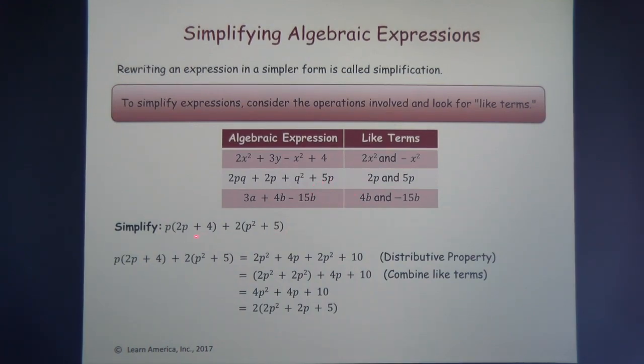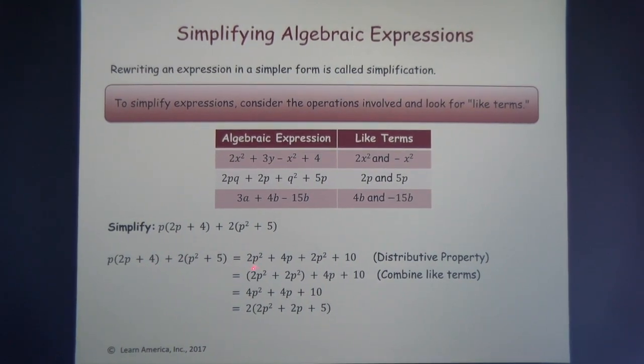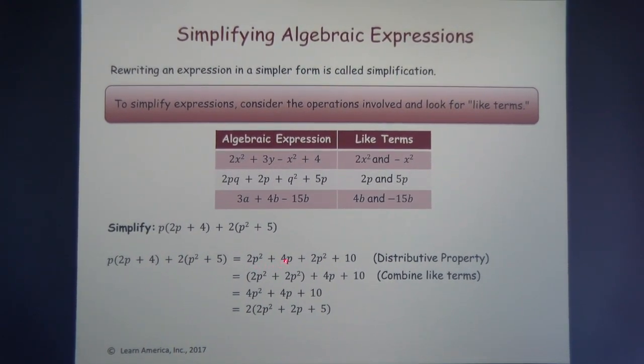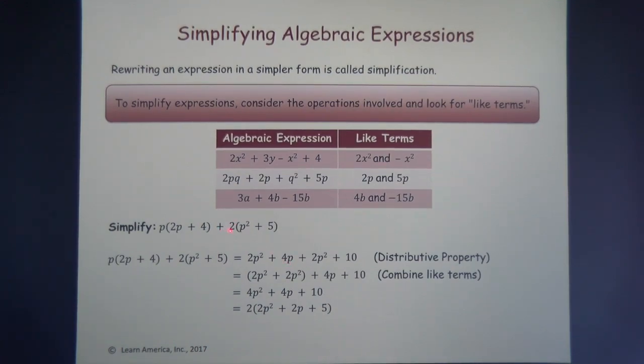All right, now for simplifying, what I'd like you to try now is to think about using the distributive property and then combining like terms. So if I distribute the p over the quantity 2p plus 4, that becomes 2p squared plus 4p. And then I have plus twice the quantity of p squared plus 5, becomes 2p squared plus 10. Group the like terms together, add them, add just the coefficients out in front. You have the base of p, the exponent of 2, and the coefficient of 2. And you've got a 4p squared plus 4p plus 10.